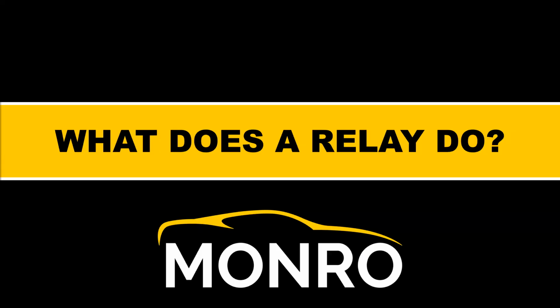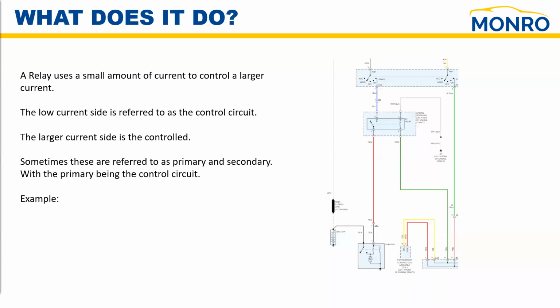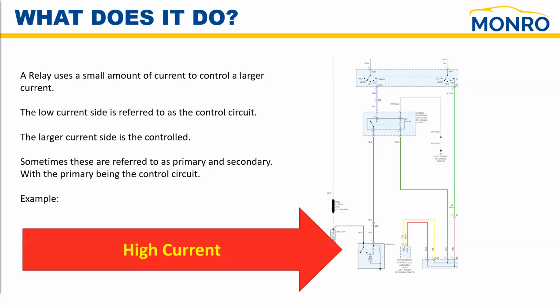But hang on a minute. What's a relay actually do? The short version is a relay is going to use a small amount of current to control a larger current. The low current side we often refer to as the control circuit, and the larger current side is controlled. Sometimes they're referred to as the primary and the secondary, with the primary being the control circuit.